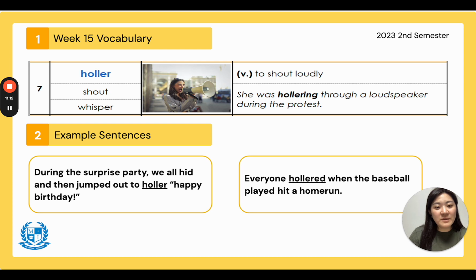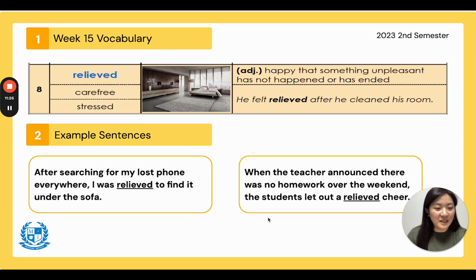Everyone hollered when the baseball player hit a home run. Woo! Good job! Woo, woo, woo, woo, woo! That should say player, not played. Miss Kimberly. Okay, everyone say holler.